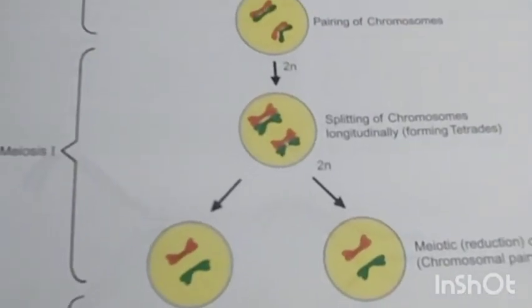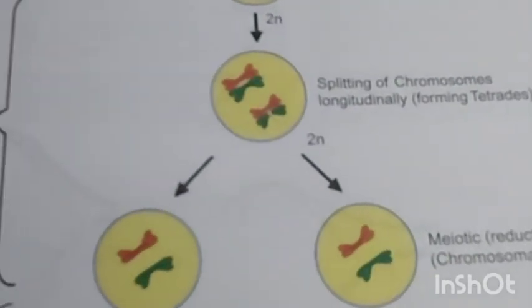Why is this called reductional division? As I have said, meiosis occurs in the reproductive cell. Reproductive cells produce gametes, which participate in sexual reproduction. If we think about the human sperm and the ovum, suppose each has 2 into 23, that is 46 chromosomes.